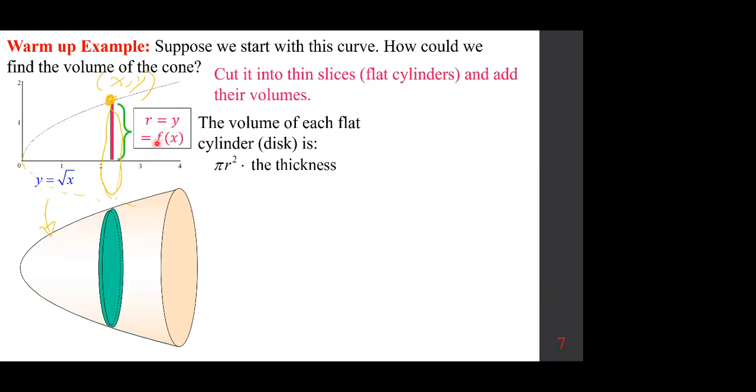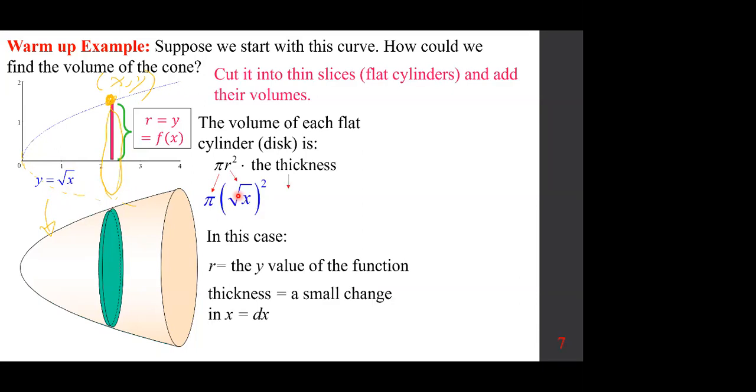So the volume of each flat cylinder is pi r squared, okay, times what? The thickness of this cylinder. What is this thickness? This thickness is dx. So this is pi, r is y. What is y? Square root of x. And the thickness is dx. Okay, class?